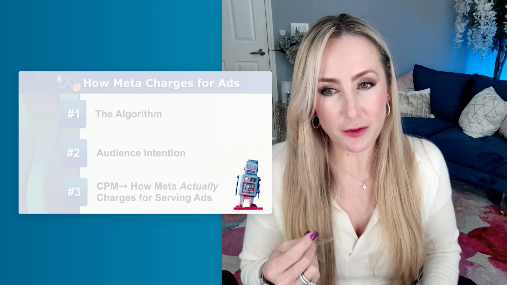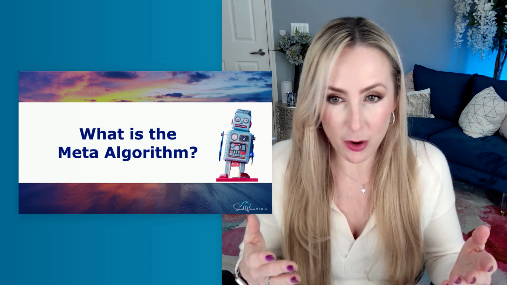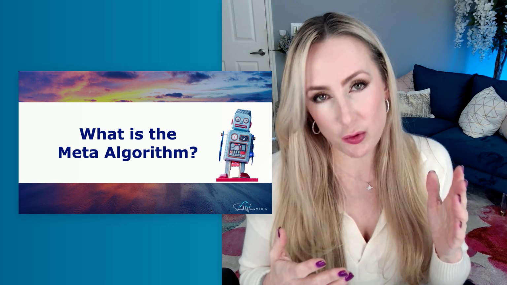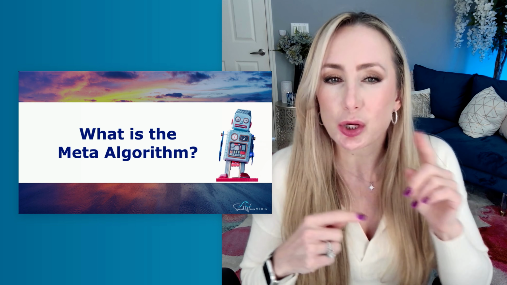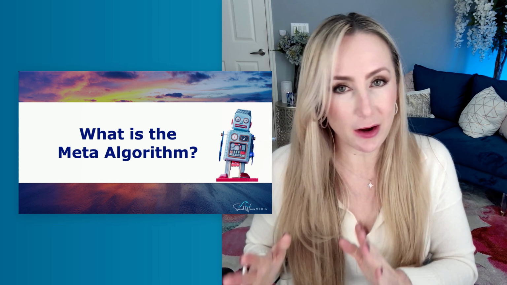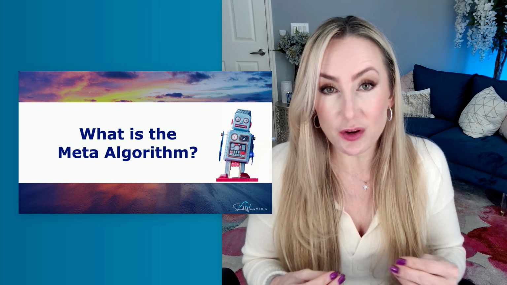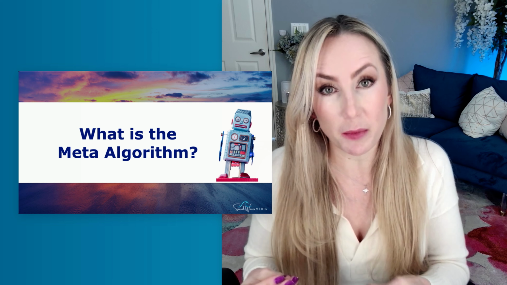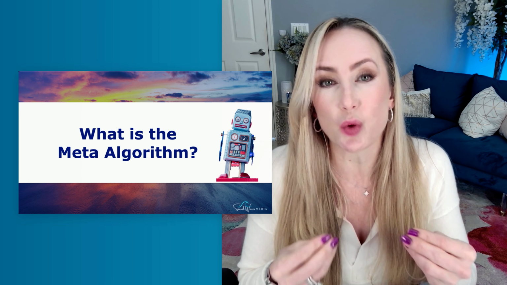So let's start off by talking about the algorithm. What is the Meta algorithm? Let's talk about what the algorithm is at a very high level. I like to think of the algorithm as a little robot helper friend that is hanging out in the background. His primary job is to pay attention to everything that you do whenever you're on the platform, and then to continue to give you content that is relevant to what you are interested in. Because the algorithm's number one goal is to keep you, the user, engaged on the platform.